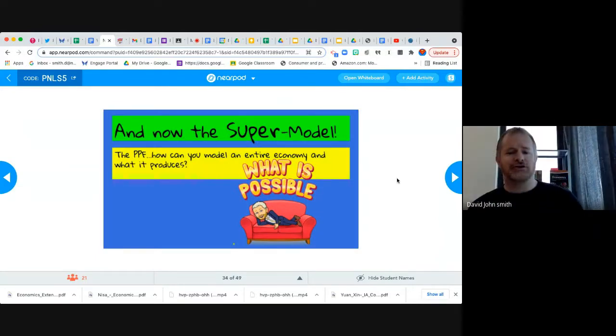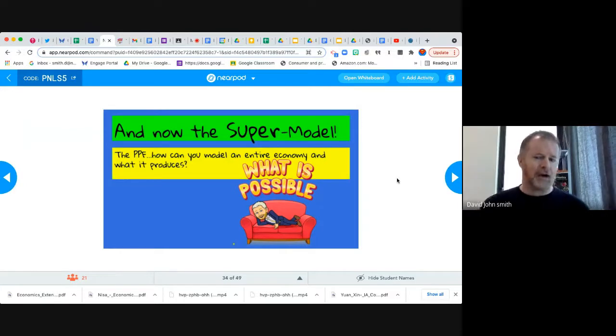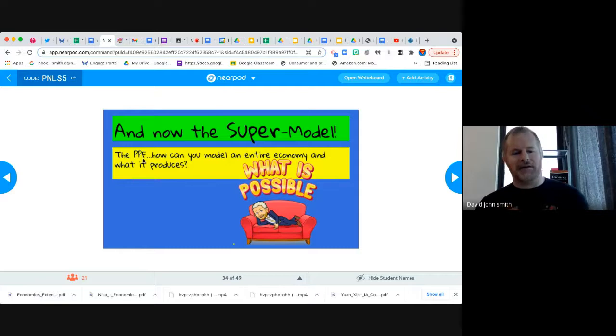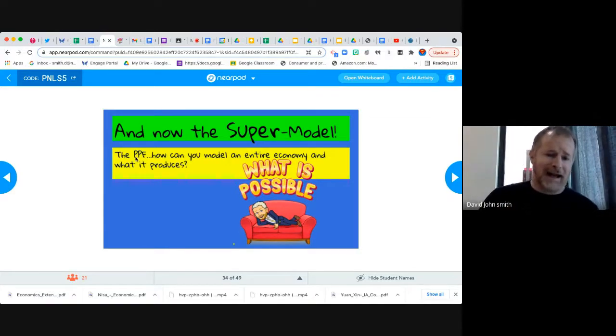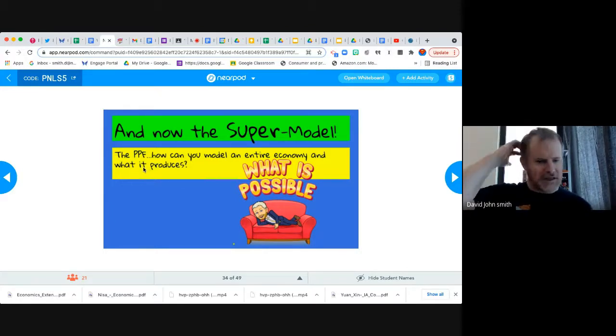The next thing I'm going to introduce you to is your very first model in economics. The very first one, the first one you learn. And it is so cool, it is so big that we can call it a supermodel. There's a little wee joke in that, right? We call it a PPF, or if you will, a production possibility frontier. Now, the word frontier is a very old-fashioned word. It kind of harks back to sort of cowboys and Indians in America, right? The frontier. So sometimes you'll see it actually written as PPC, which is production possibility curve.